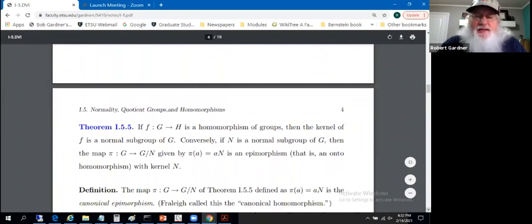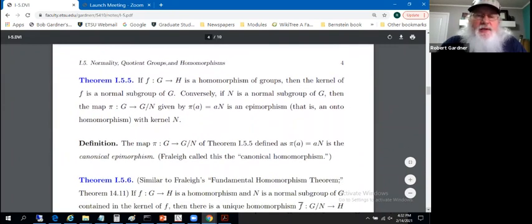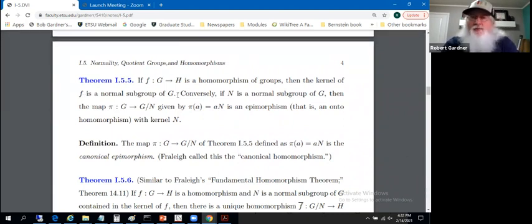So to link those ideas together, let's look at Theorem 1.5.5. It says, if f, mapping group G into group H, is a homomorphism of groups, then the kernel of that homomorphism is a normal subgroup of G. Kernels of homomorphisms are normal subgroups. Okay, so then we can make quotient groups out of kernels of homomorphisms.